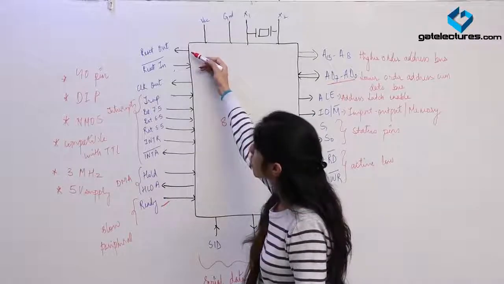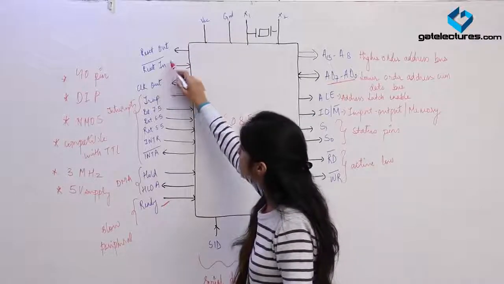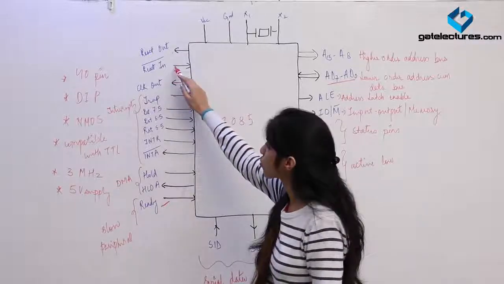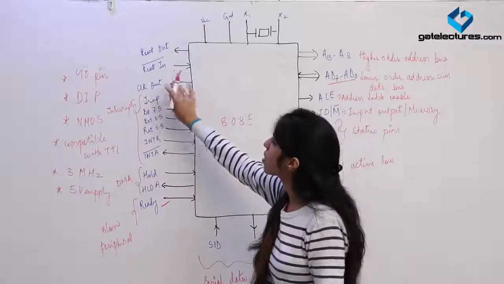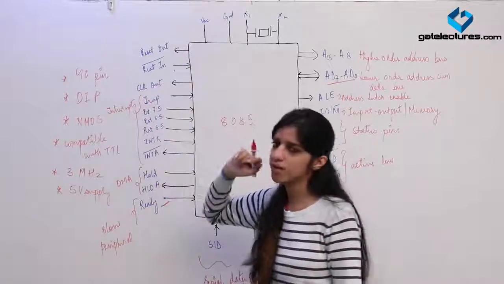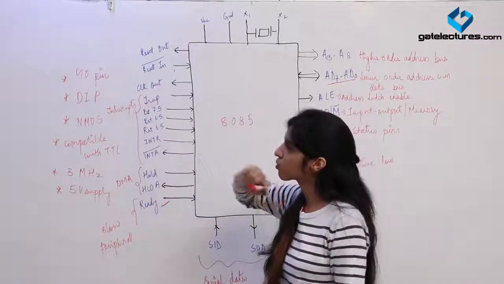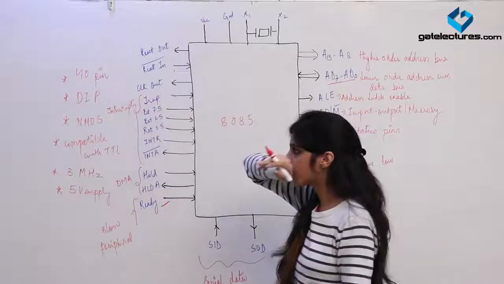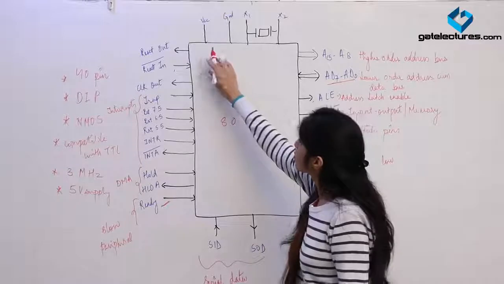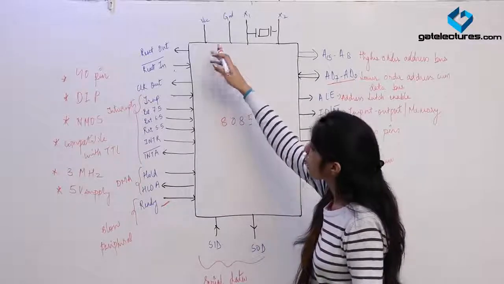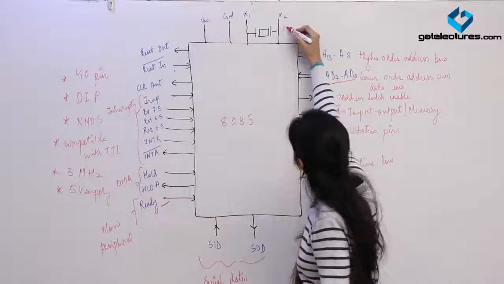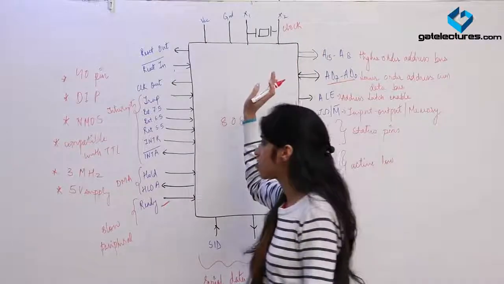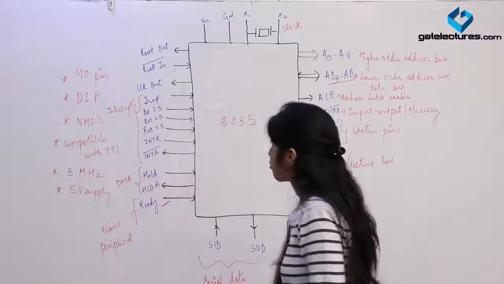Then this is reset in bar, this is active low pin, this is reset out. Whenever you want to reset the microprocessor, you can use this pin. This is clock out. If you are interfacing some device that does not have its own clock and you want to synchronize it with the microprocessor, we can use this clock out. Microprocessor will give out the clock, it will synchronize it. This VCC and ground are used to give the supply of 5 volts, and this is the clock X1, X2. This is the clock of 3 megahertz frequency which we are using for the 8085 microprocessor.